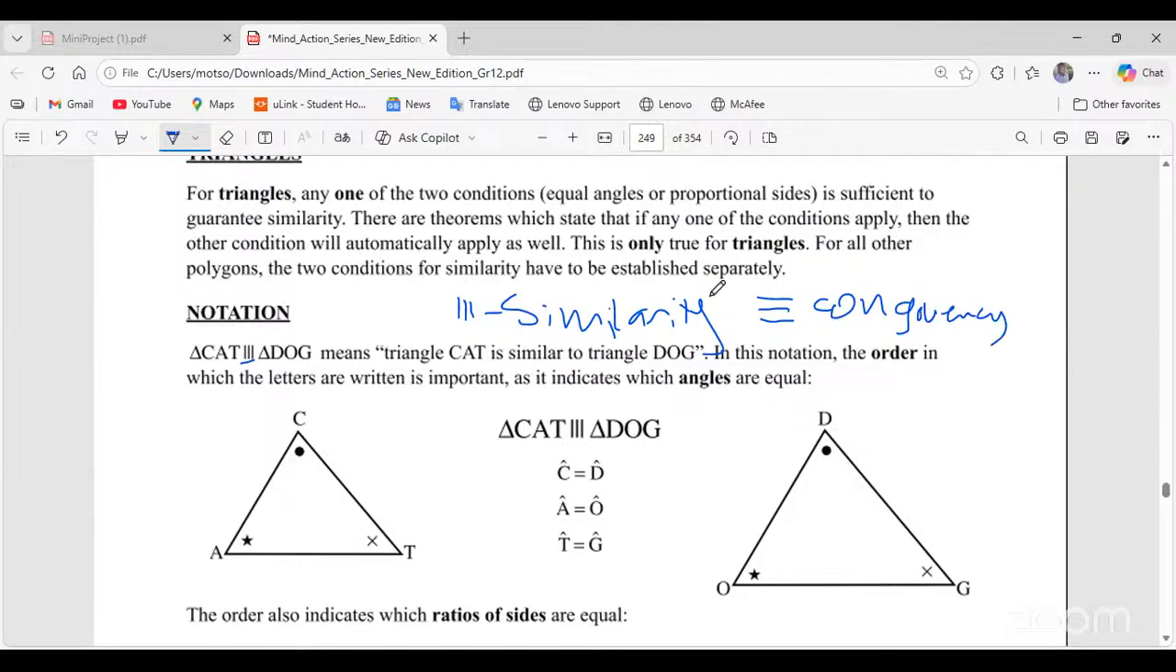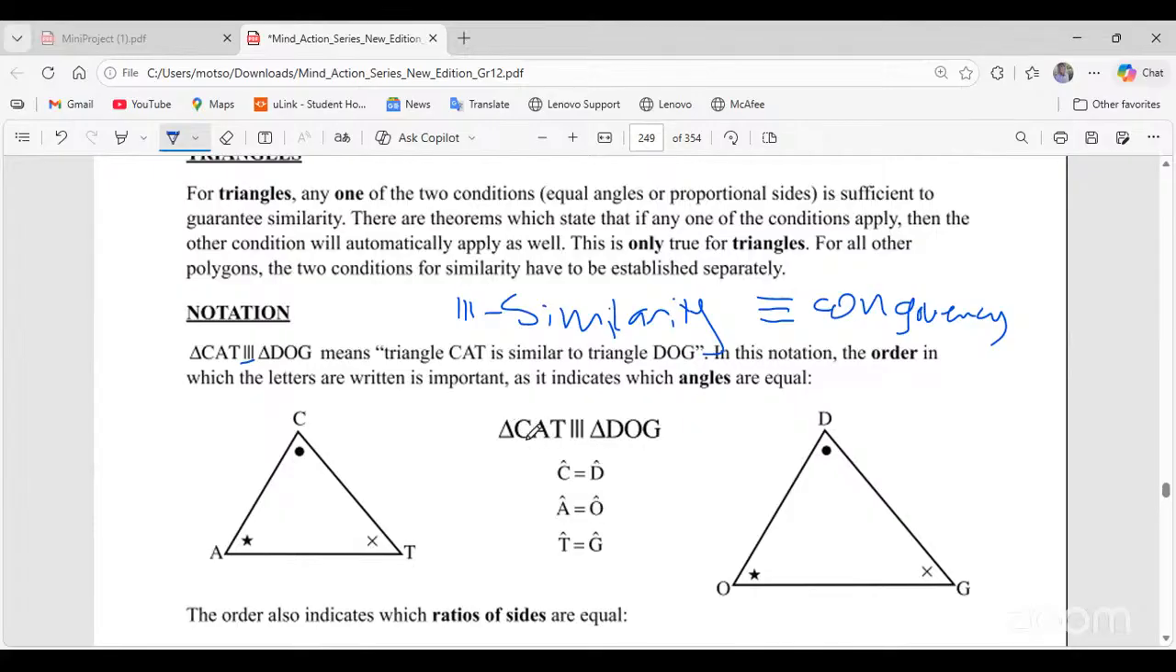Yes. So the one with horizontal three lines is for congruency. The one with three vertical lines is for similarity. Fine. Now, in this notation, the order in which the letters are written is very, very important, as it indicates which angles are equal. Okay, fine. Let's have a look here.